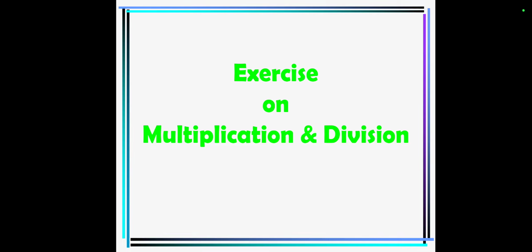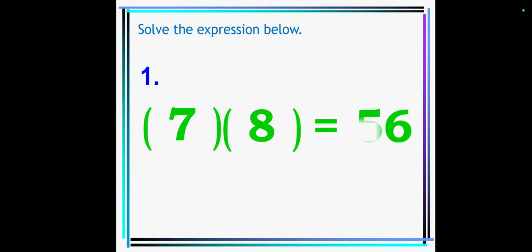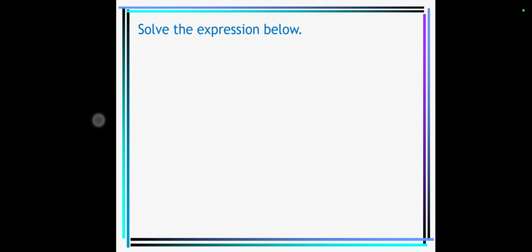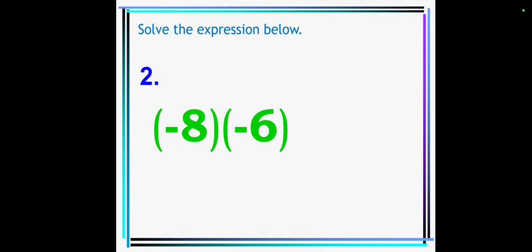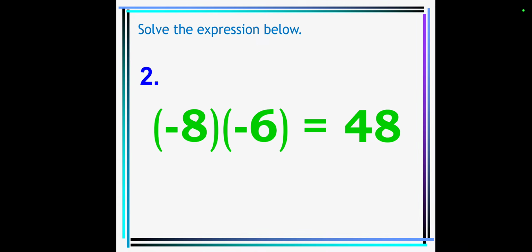Let's try to have the exercise on multiplying and dividing. How about this? 7 times 8, what's the answer? It's positive 56. So it's positive because both are positive. How about negative 8 times negative 6? So the answer is positive 48. Again, there is partner.